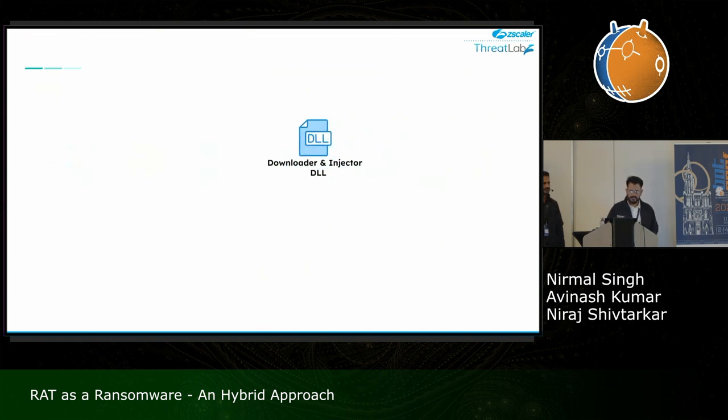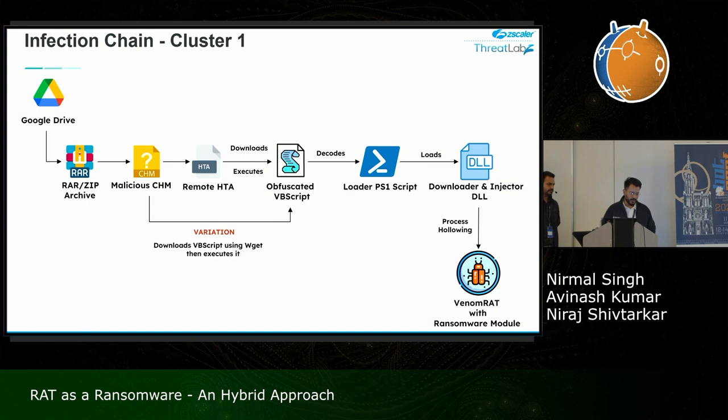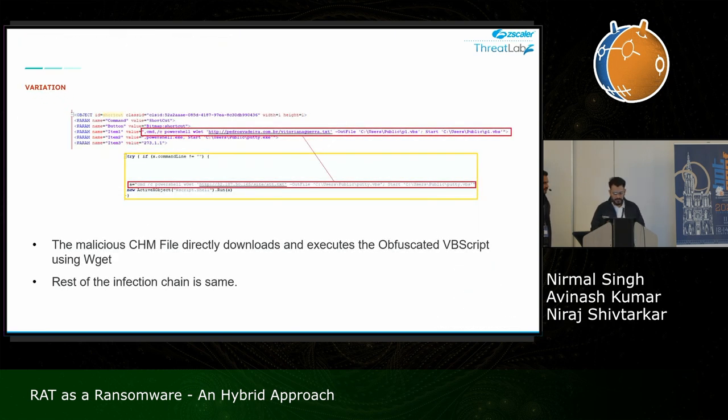This DLL downloads the final payload from Firebase, using string reversing of the URL. Once downloaded, it reverses and base64 decodes it, and then it is injected into the RegAsm process using process hollowing. So that was our first infection chain. The variation we have seen is that earlier it was using remote HTA to download the VB script, but here the malicious CHM is directly downloading the obfuscated VB script using the wget method. So in this, CHM is directly downloading the VB script.